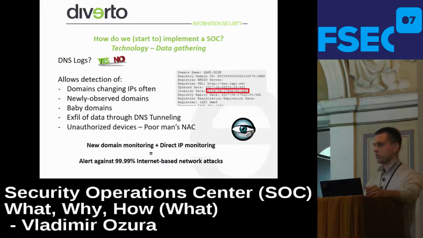If you do just two things, if you monitor for new domains that you haven't seen in your organization yet, and if you monitor direct IPs, so naked IPs, meaning that they don't have a domain associated with them, you can alert on almost 100% of internet-based network attacks.